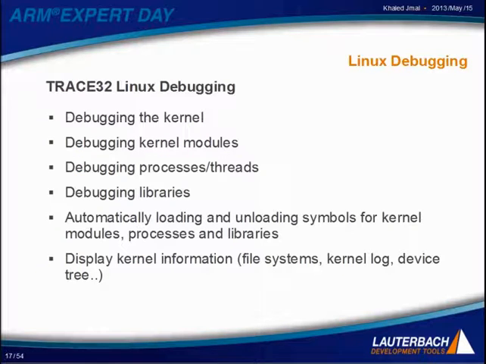So we talked now about configuring the debugger for Linux debugging. Let's see now what you can do with the debugger. You can debug the kernel itself from the very start of the kernel. At the beginning, there is a short part where the MMU is disabled. If you want to debug the kernel when the MMU is disabled, you need to change some settings here.